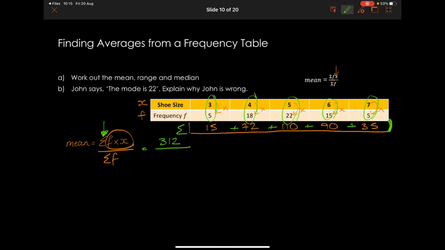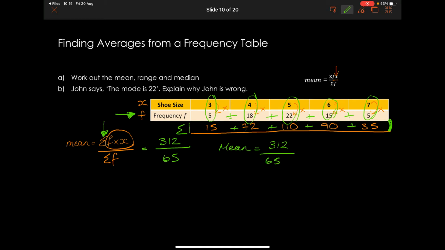Underneath that, I need the sum of f. Okay, so this is f. If I need the sum of f, that means I just need to add up these values in this f column. So I need to do 5, add 18, add 22, add 15, add 5. That gives me 65. So far now we've got the mean equals 312 over 65.